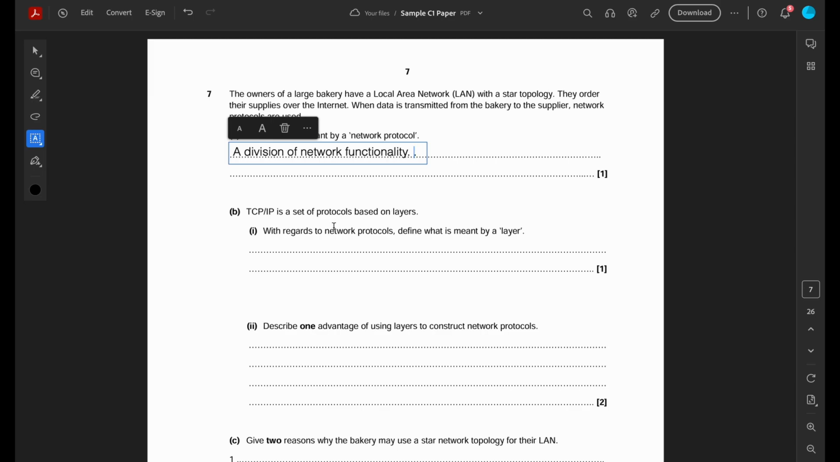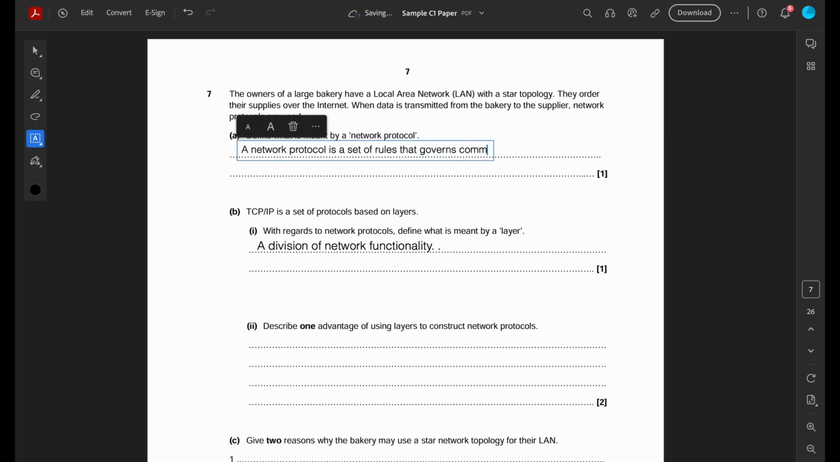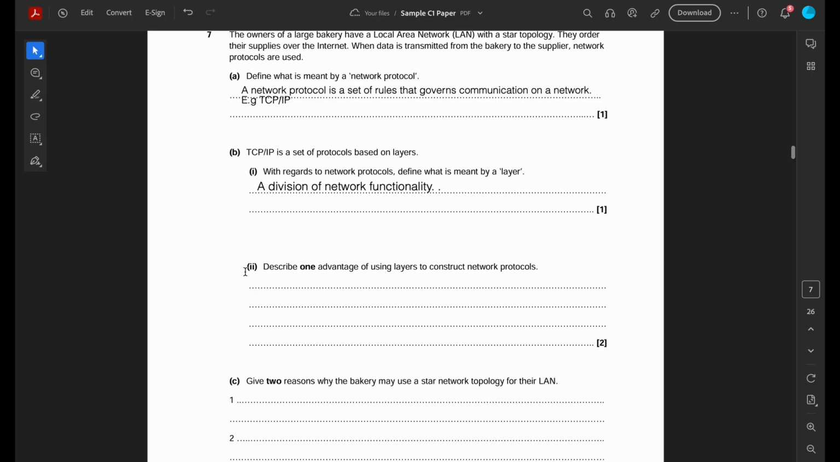With regards to the protocol, to find what it meant, no, I didn't. I've misread the question against my RTFQ. Here's why you should always check answers before you finish the exam. What is a network protocol? A network protocol is a set of rules that governs communication on a network. And I'm just going to give an example, e.g. TCP. I didn't really need to give an example for 1 mark, but just to be on the safe side.